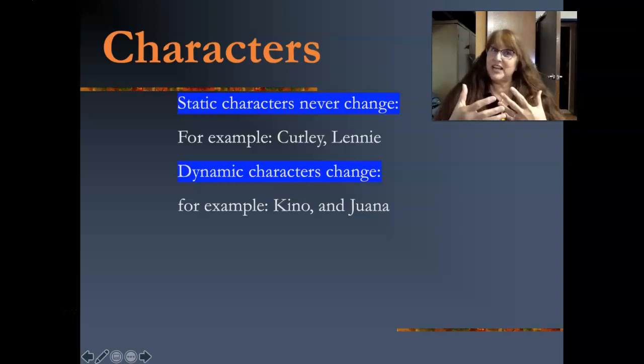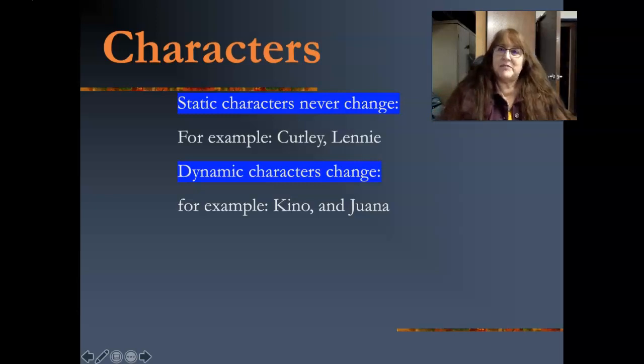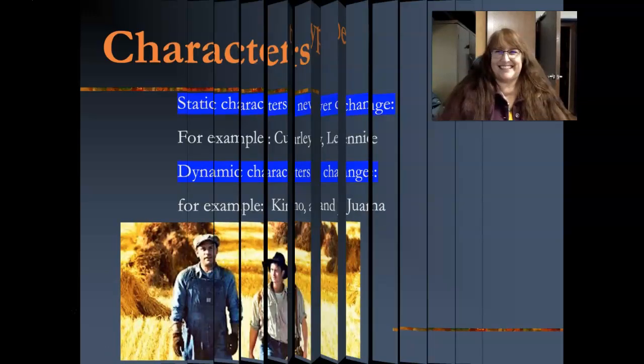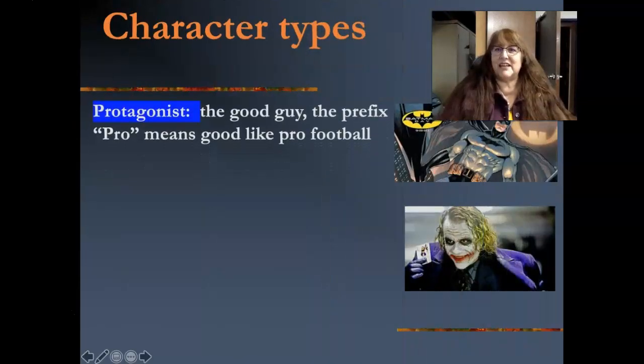Dynamic characters change. For instance, Lenny, very kind, wouldn't hurt an ant, and then suddenly he was killing the ants, right? Loved his wife. Later on, he was knocking her down and beating her up and murdering people. Very dynamic character. He changed. Juana listened to her husband, did everything he said, and then eventually changed and started stealing the pearl and trying to get rid of it to save her family. So they were very dynamic characters. What a great book.